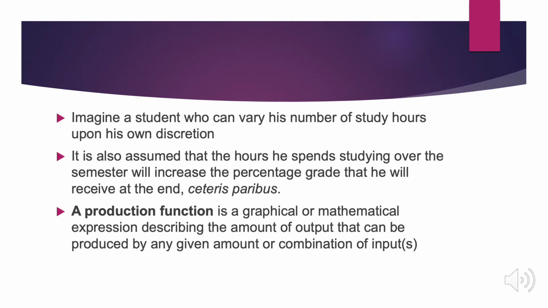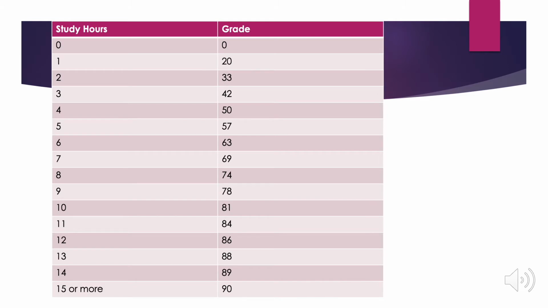A production function is a graphical or mathematical expression describing the amount of output that can be produced by any given amount or combination of inputs. Here, a student's production function translates the number of hours per day spent studying, which is nothing but his input of labor, into a percentage grade, which is his output.